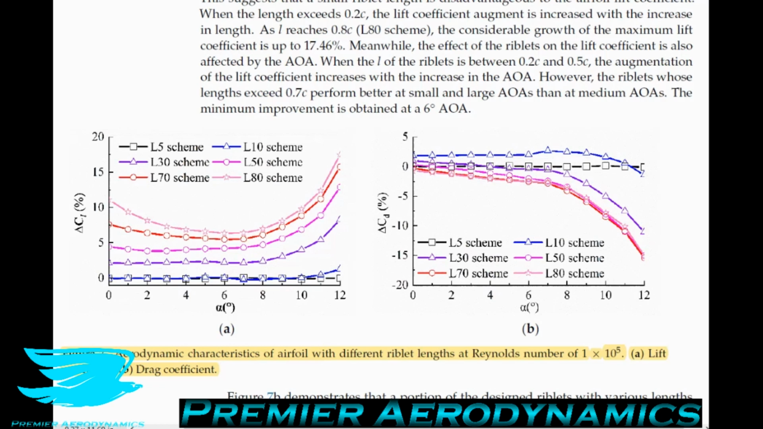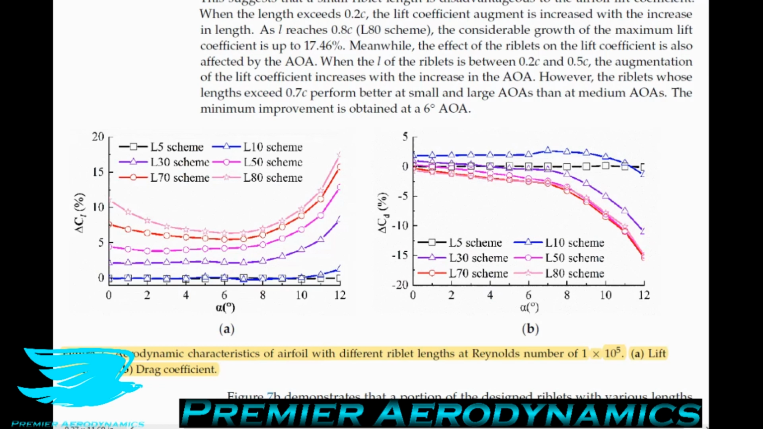When the length of the riblets is between 20% and 50% of the chord, the augmentation of the lift coefficient increases with the increase in angle of attack. So in other words, when you have a moderate amount of the airfoil covered with riblets, increased angle of attack effectively linearly increases the amount of lift that you will get. So that's quite nice.